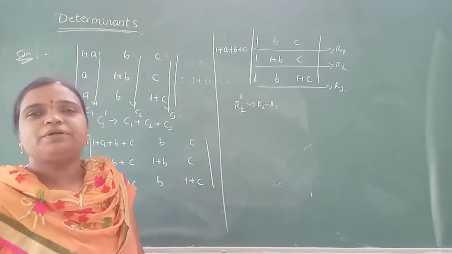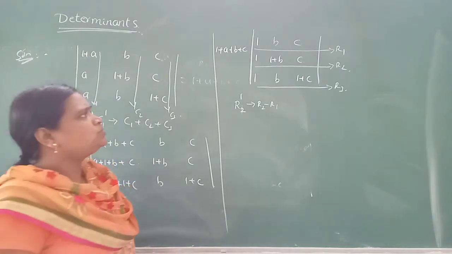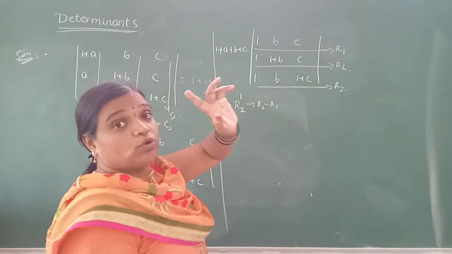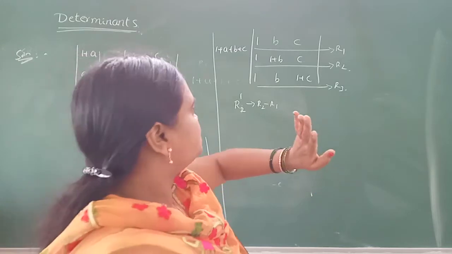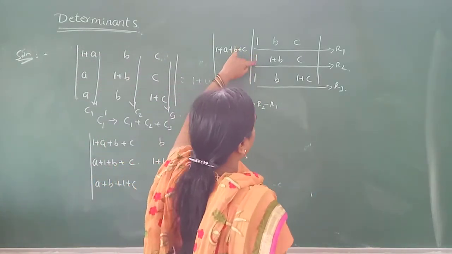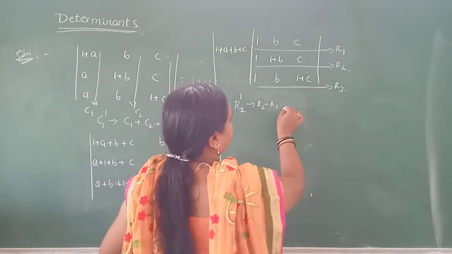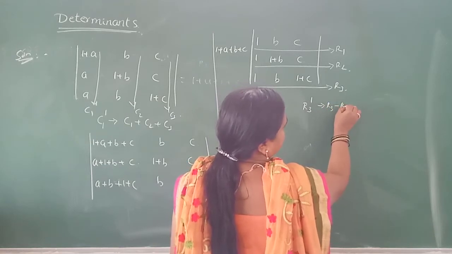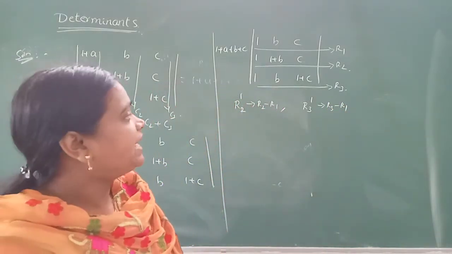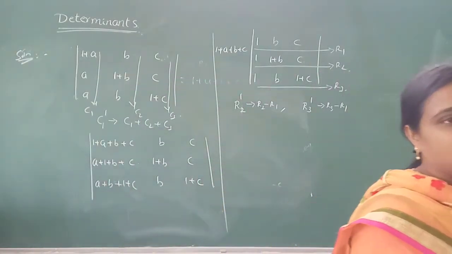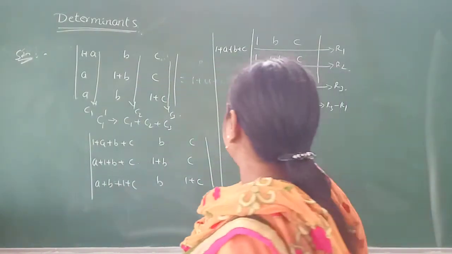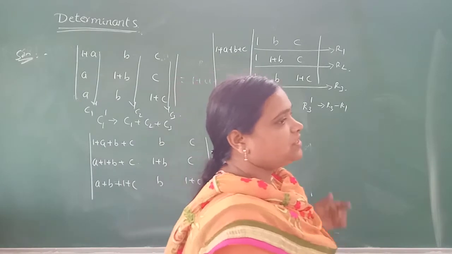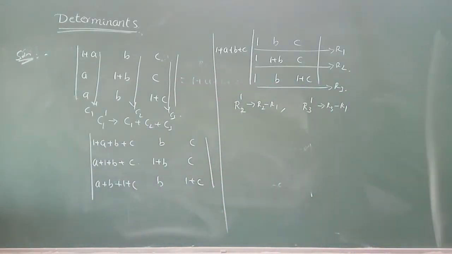We will do one by one example so that you can easily understand. This is R2. We are doing the changes in the second row, R2 to R2 minus R1. Next, R3 to R3 minus R1. We can take two operations maximum at a time. Remember that we can take 2 operations maximum at a time. If we consider 3 operations, it is not possible.